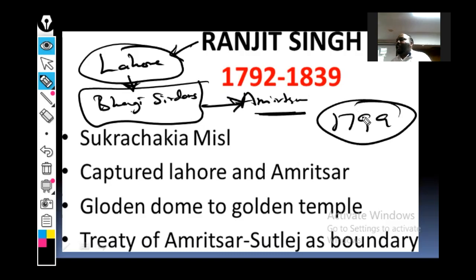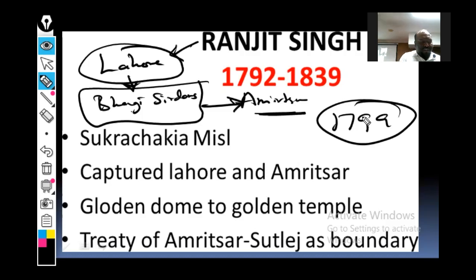This is the big turning point in his life. What is the turning point in Ranjit Singh's life? The capture of Lahore from the Bangi Sirdars. The Bangi Sirdars are now defeated, and that is the turning point for Ranjit Singh. As you know, he started to drink at a very young age and was never schooled, and drinking at that age was a matter of pride for him.